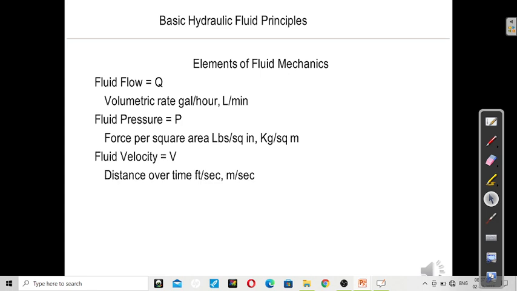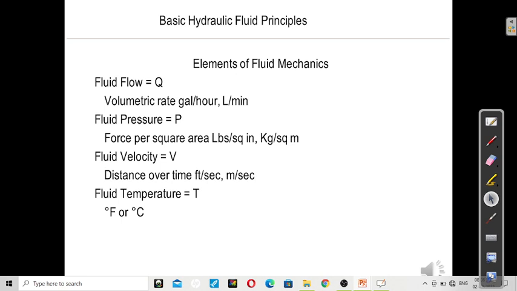What are the elements of fluid mechanics? These are the main elements of fluid mechanics: Q, P, V. Q is fluid flow, the volumetric rate, in gallons per hour and liters per minute. Then fluid pressure P, force per square area, in pounds per square inch and kg per square meter. Then V is fluid velocity, which is distance over time, in feet per second, meters per second.